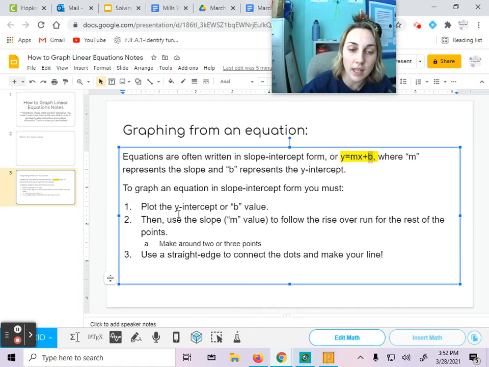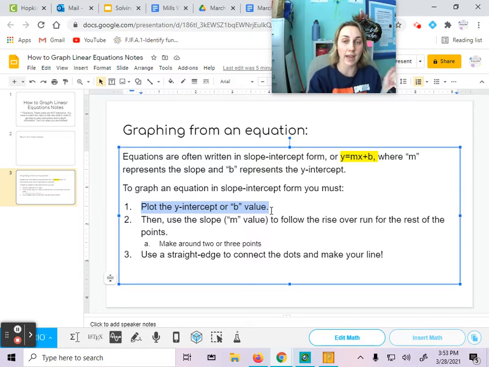In order to graph a line, the first step is to plot the y-intercept first. So you have to plot where it crosses the y-axis first. And once you plot that point, then you can use the slope to follow the rise over run to pick the rest of your points. If you're doing it on a sheet of paper, you have to do about 3 points in order to actually make a line. You have to connect the dots using a straight edge in order to make an actual line.